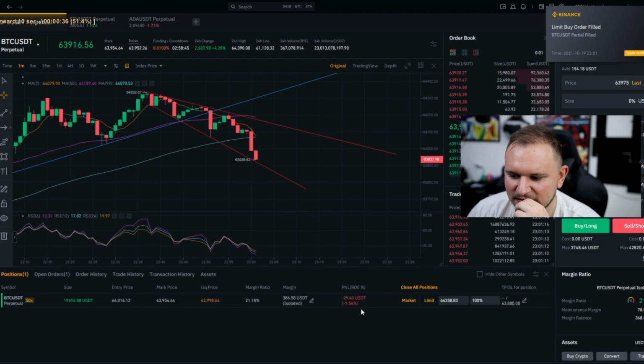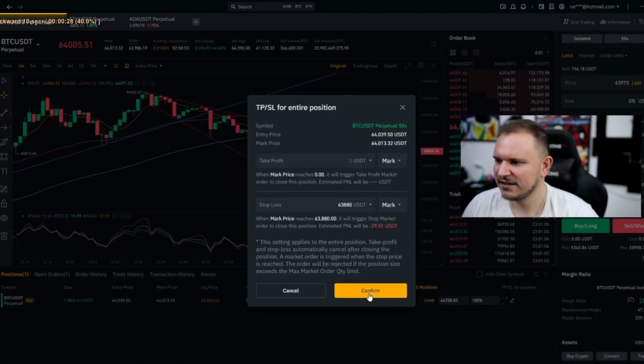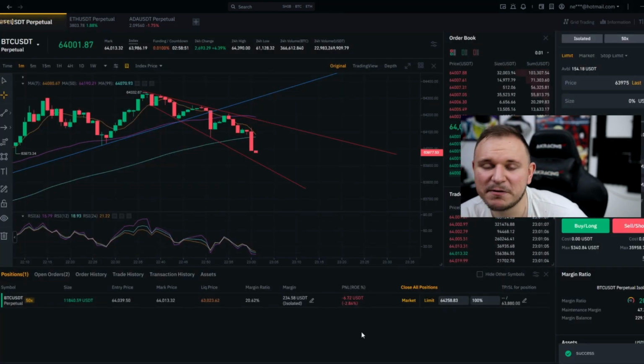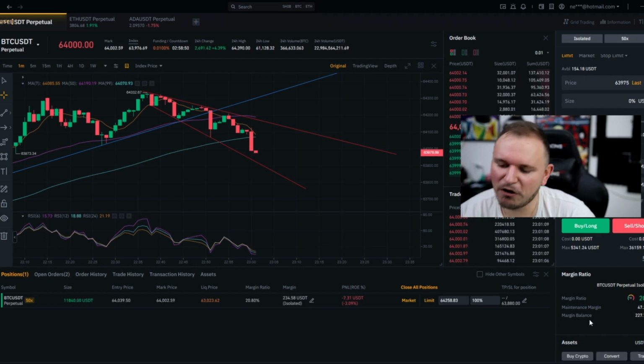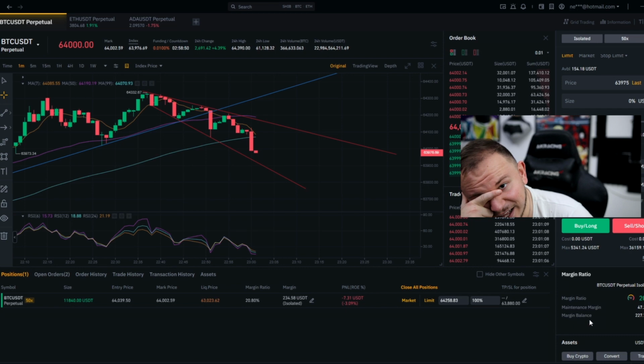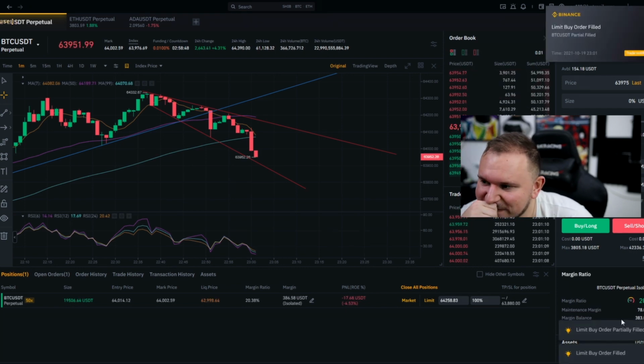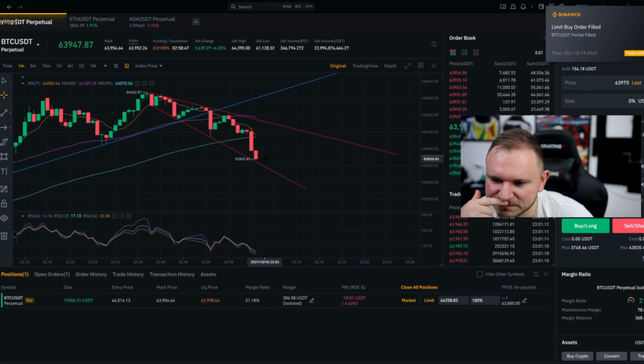Well, now let's just hope. Here's what happens really when you play with 50x leverage. So let's just see. I've just entered a trade, already $7 loss. A buy order filled, last buy order filled, and now I'm at $20 loss already. And the last one has been filled as well.